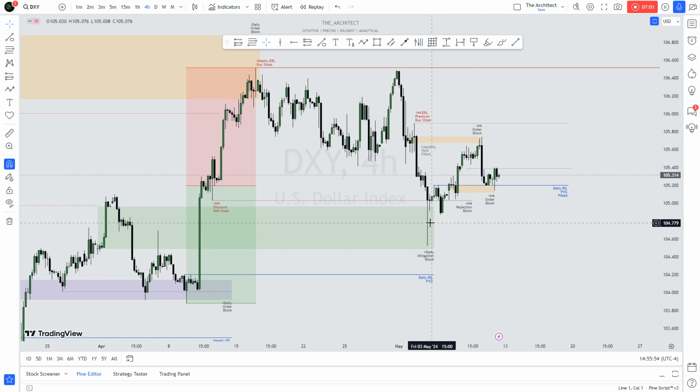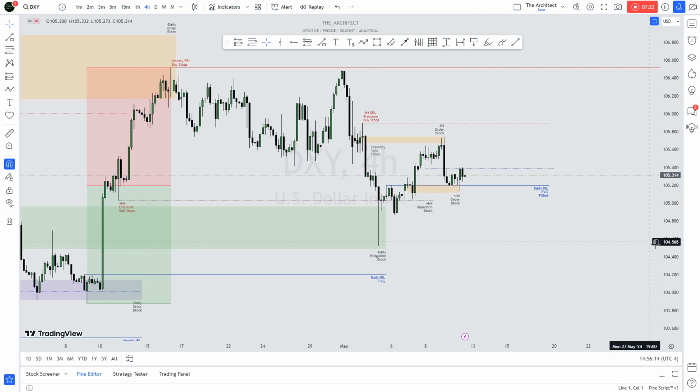And what is at the discount price? We have the mitigation block, we have the daily fair value gap there, and we also have these discount sell stops. So the moment we reach the mitigation block and then mitigate those sell orders that they took over there, they're going to be buying against these sell stops, right? And hence, that's how we started to see the market start to push towards the upside, right?